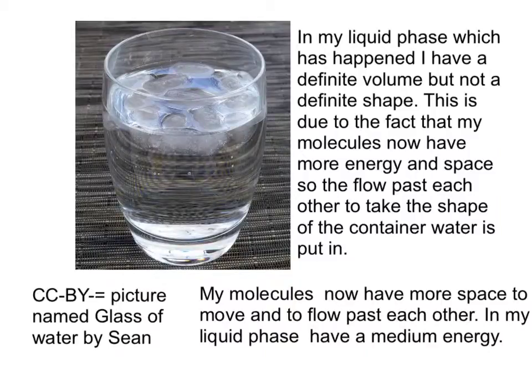In my liquid phase, which has happened, I have a definite volume, but not a definite shape. This is due to the fact that my molecules now have more energy and space, so they flow past each other to take the shape of the container the water is put in. My molecules, as I said, now have more space to move and flow past each other. In my liquid phase, I also have a medium energy compared to my gas phase, which is to come, and my ice cube phase.